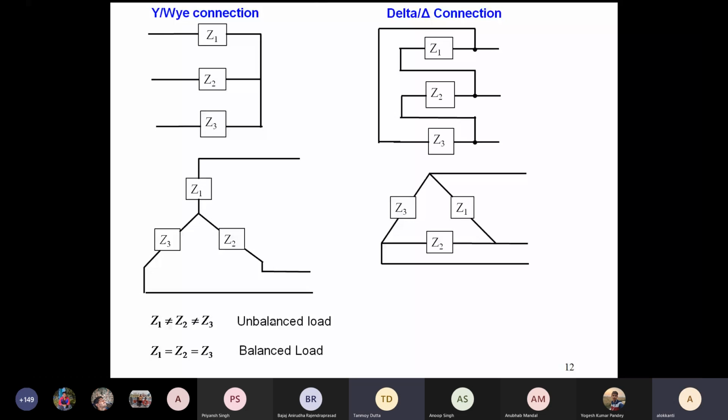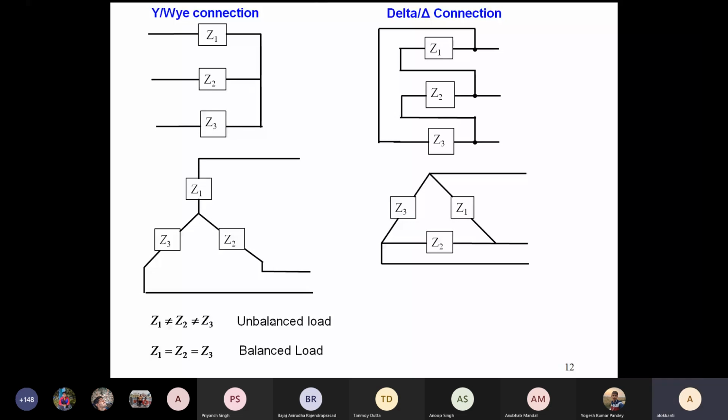Sir, I have a question. If Z1 is equal to Z2 and Z2 is not equal to Z3, then also it is unbalanced? Yes, because one equality is not satisfied. Okay, sir, got it. All three together make the load, not just two matching.